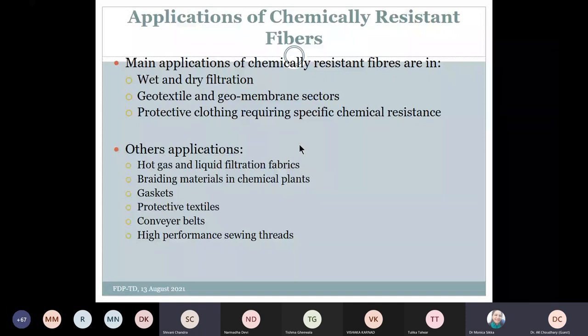These are the applications: protective clothing, geotextiles, gaskets, conveyor belts, high performance sailcloth.